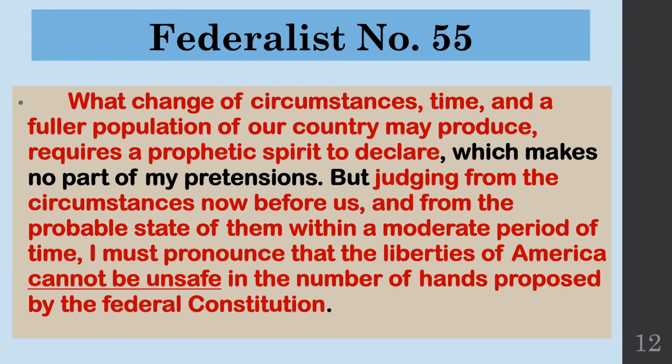Here's the biggest point to be taken from Federalist number 55. Madison is saying that he has no idea how large the population is going to grow. That would require a prophetic spirit. But from looking at things as they were at that point in time, he was saying in the near term and the middle term, the size of Congress should be safe. In the long term, he's not sure what to do. We are now in Madison's long term.